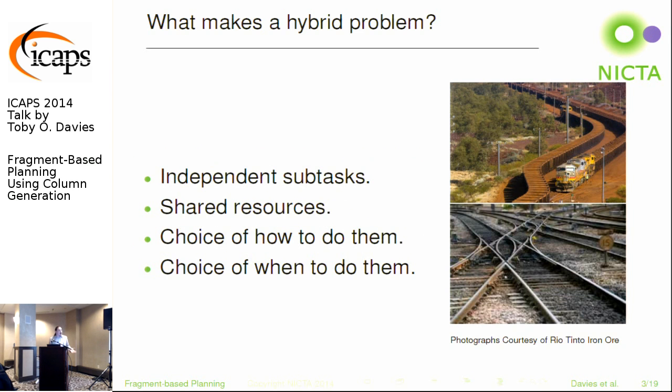So what do I mean by a hybrid problem? I'm going to be talking about rail stuff, because it's the motivating example that inspired this technique. But basically, hybrid problems have independent subtasks that are coupled only by shared resources. And that sounds an awful lot like scheduling. In the first picture, you're scheduling which train goes first and that kind of thing. But we've also got a choice of how to achieve those sub-goals and when we want to achieve them. And that's a bit more like temporal planning. So we want to try and use the strengths of both of them.